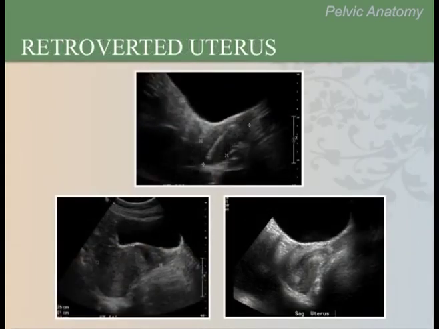Here in each image, the uterus is tipped posteriorly, which is called retroverted. Can you see the bladder and uterus here? Please pause the video now to give participants a chance to identify the bladder and uterus.